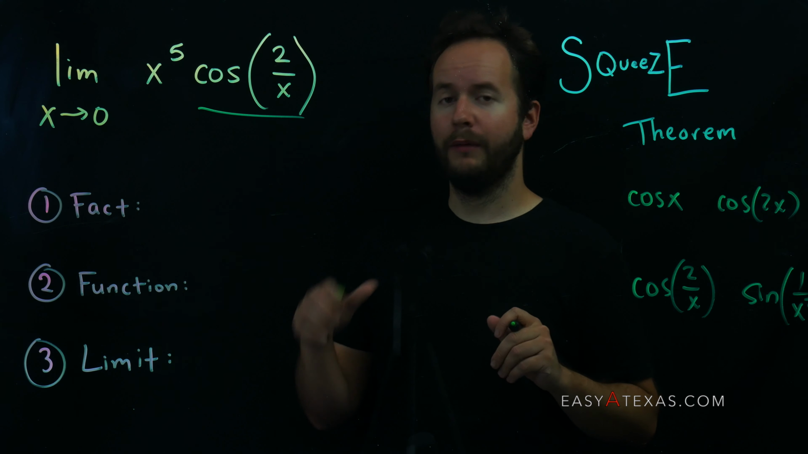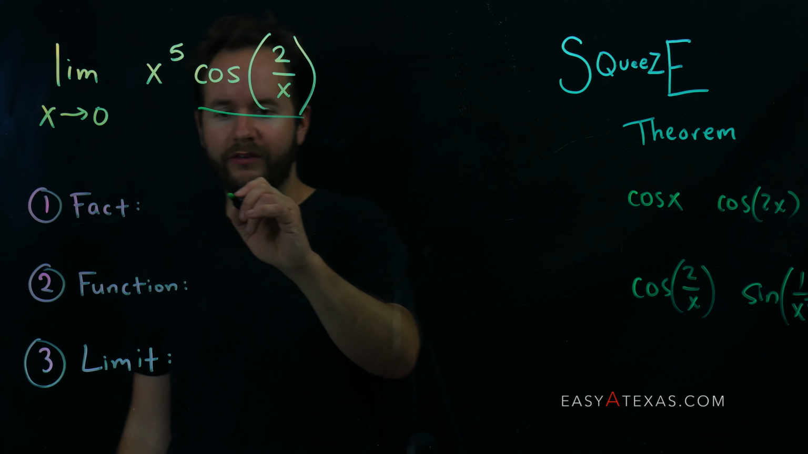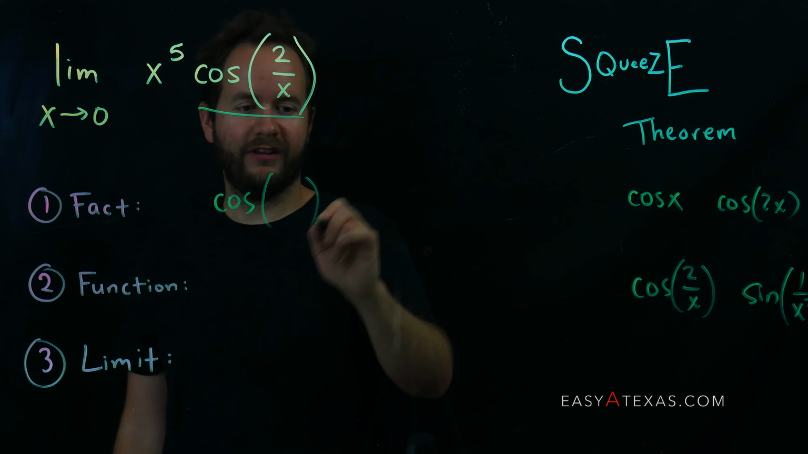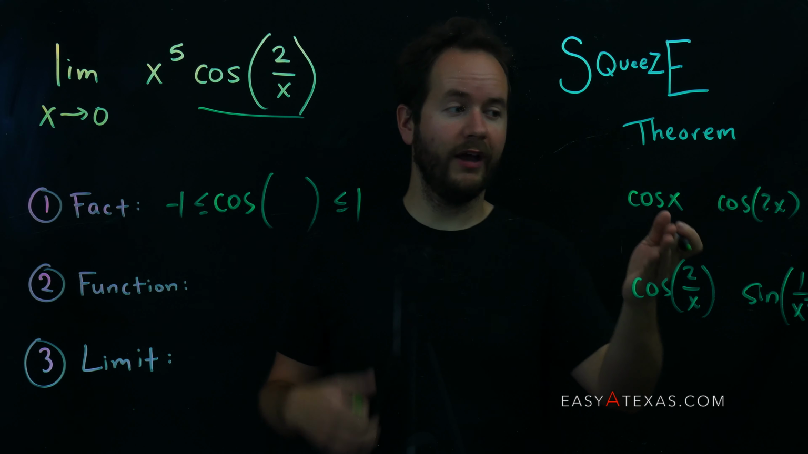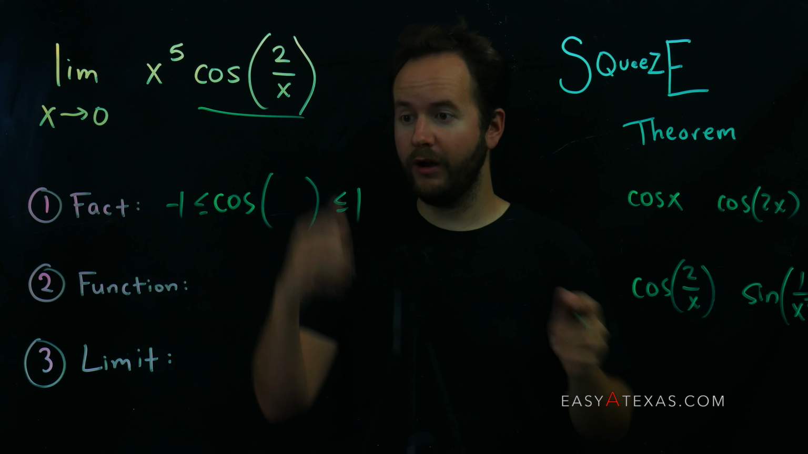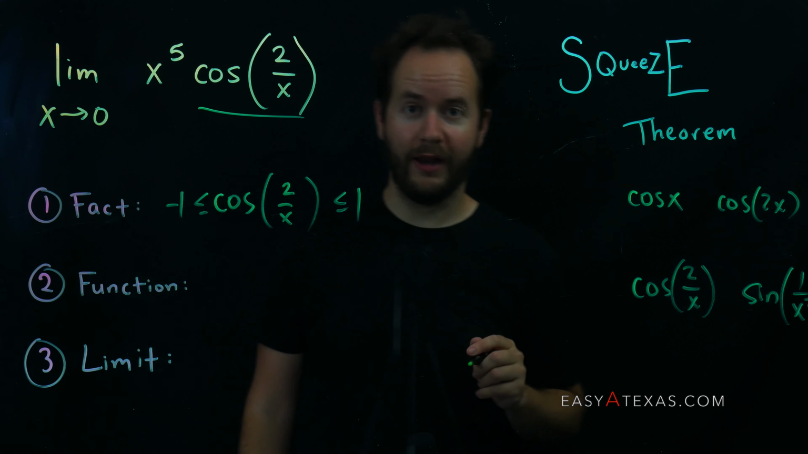So in order to tackle this problem, I'm going to start with a fact. That cosine or sine, whichever one, those two functions always exist between -1 and 1. This is true whether you're talking about cosine of x or cosine of 2x or cosine of 2 over x or cosine of Miley Cyrus. It doesn't matter what's inside here, it's always between -1 and 1.